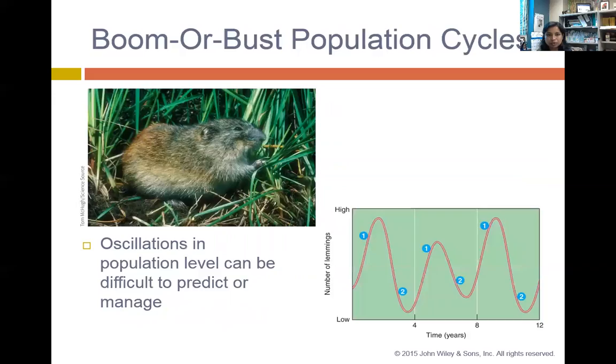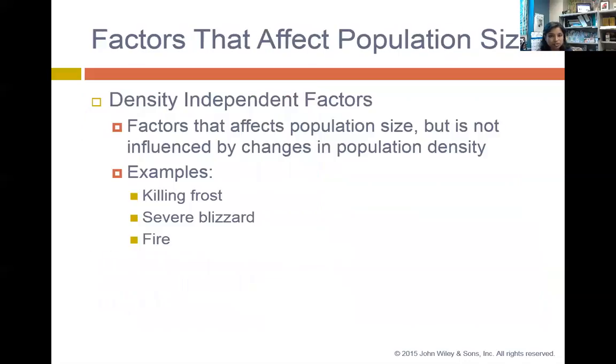So please read through them. Lemmings are a good example of the boom or bust cycle. And then read up about how when the lemming population goes up and down, their predator population also goes up and down, right? And you can kind of match those two cycles together, oscillations together.